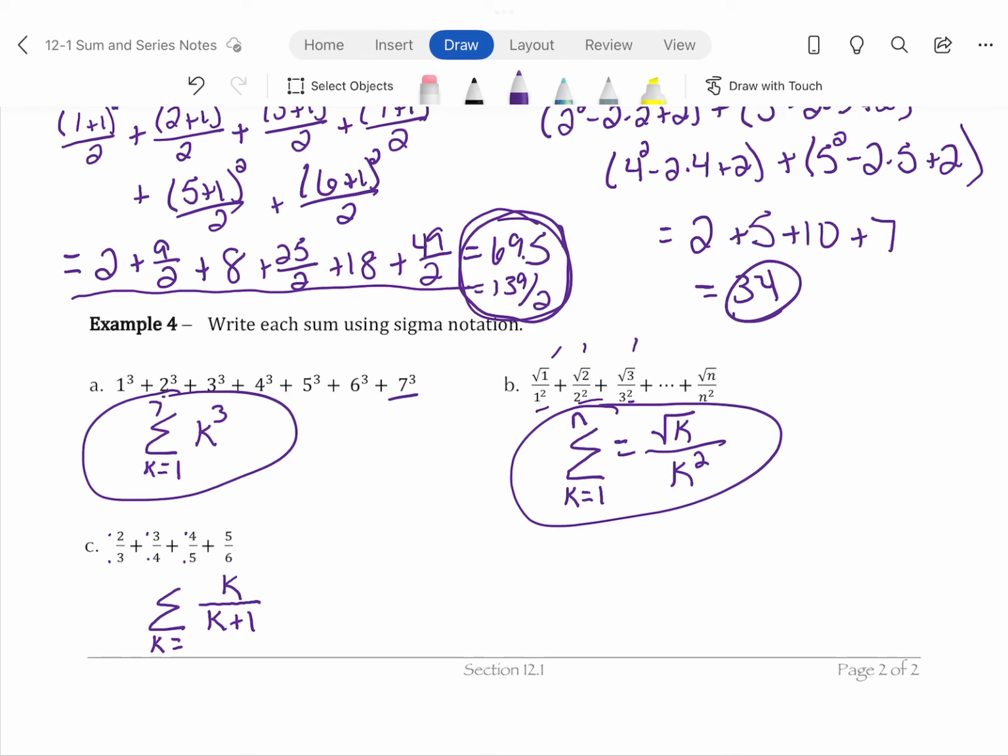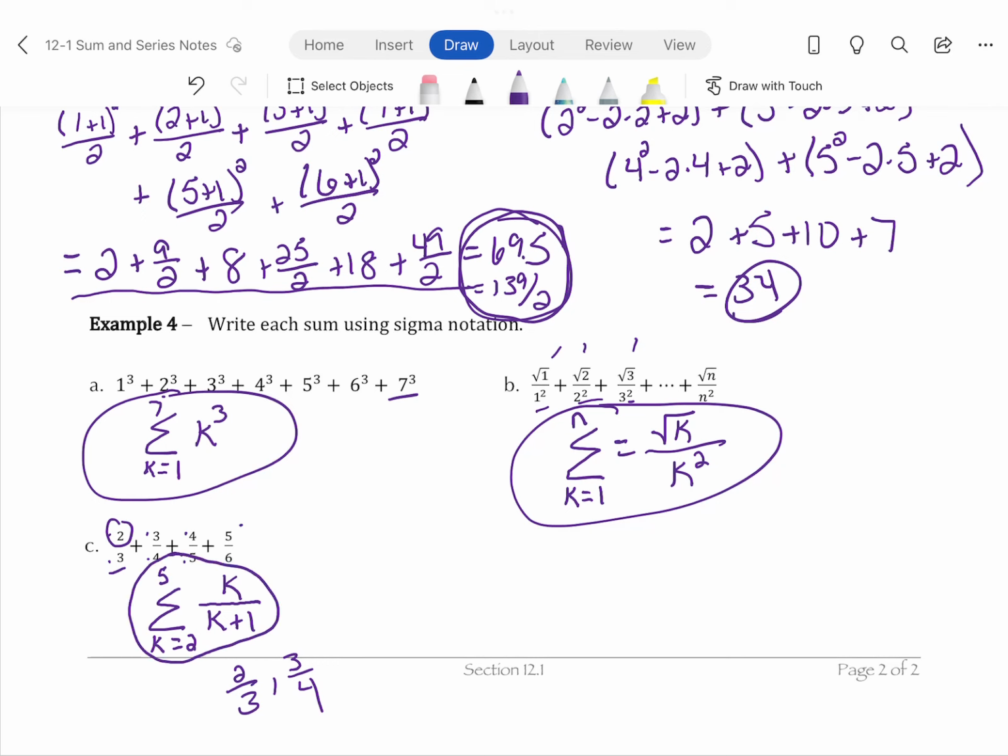If I make this a 1 and I plug it in, that would give me 1 over 2, right? That would give me that my first term would be 1 over 2. Well, that's not my first term right here. That doesn't mean it's wrong. It could just mean this doesn't start with 1. Okay, what if it starts with 2? Because my first number is a 2, right? So if I start with 2, I plug it in and get 2 over 3. Well, that works. Go up by 1, plug in 3, I get 3 over 4. So now we have to decide what I go to. My top number is 5, right? So this is going to go to 5.